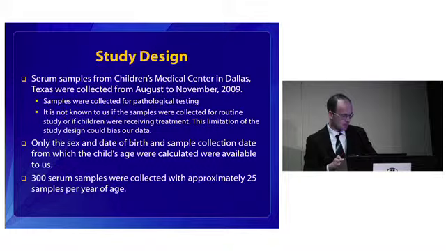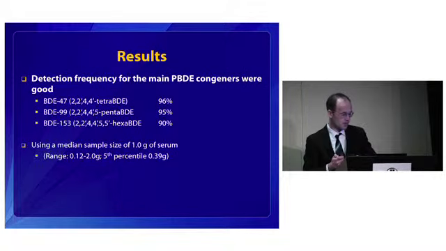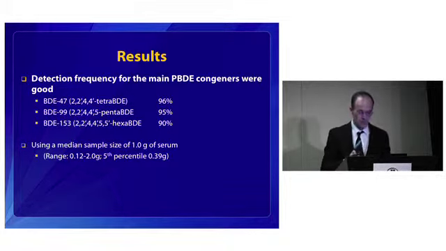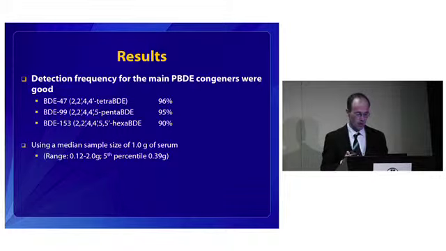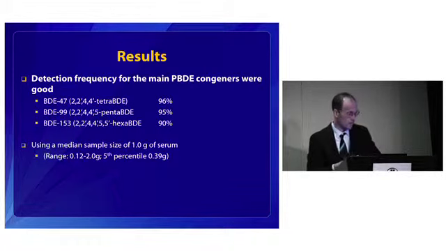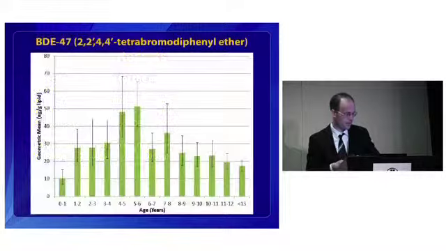We have 300 samples available, probably 25 samples per year. But we had a good detection frequency for the PBDs, despite low volumes, 96% for BD47, and good rates for the other compounds, using a median sample size of 1 gram, which is a very low amount of serum for this kind of work. We also had a variable amount of serum, with the 5th percentile at 0.39 gram, and obviously the children of young age are primarily the ones with low volume. But we have done work to make sure that we don't have a bias from sample size in our work. I won't go into that either.